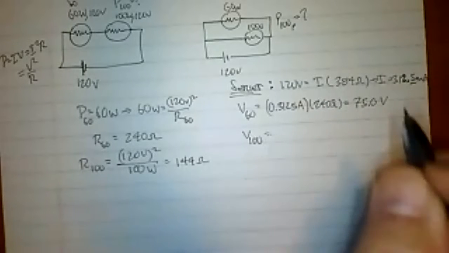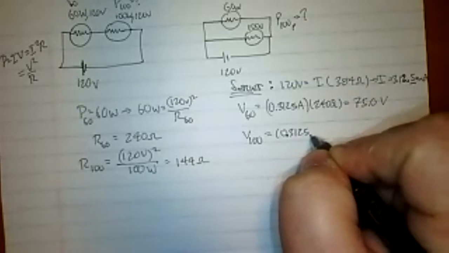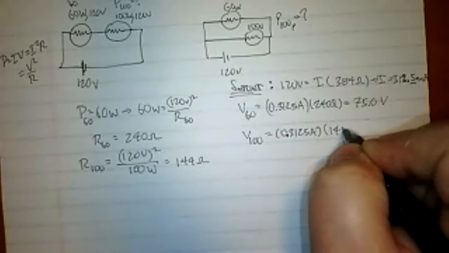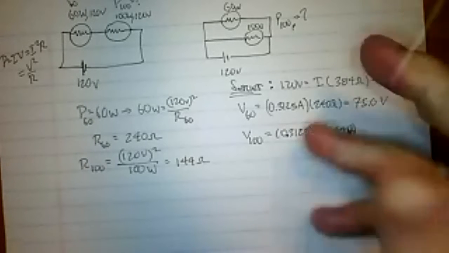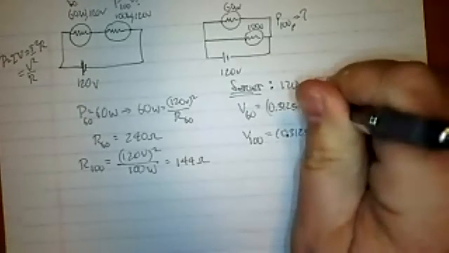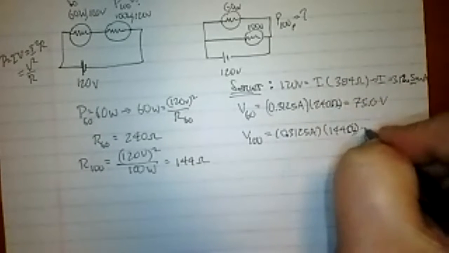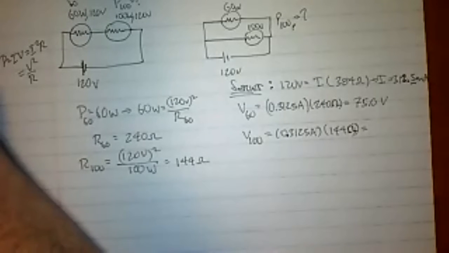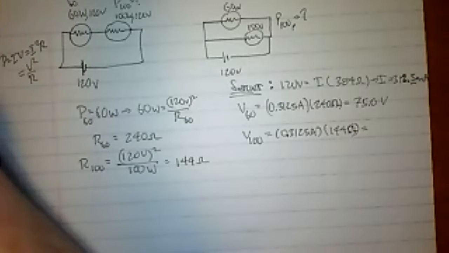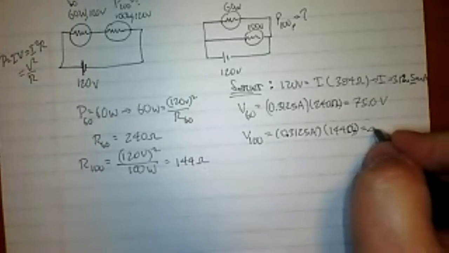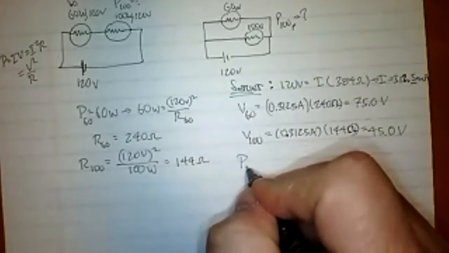So for the 100 watt bulb, I'm going to get 0.3125. They're in series, so clearly the same current's going through them, but in this case, it's going to be 144 ohms instead of 240. So 0.3125 times 144, that gave me 45.0 volts.